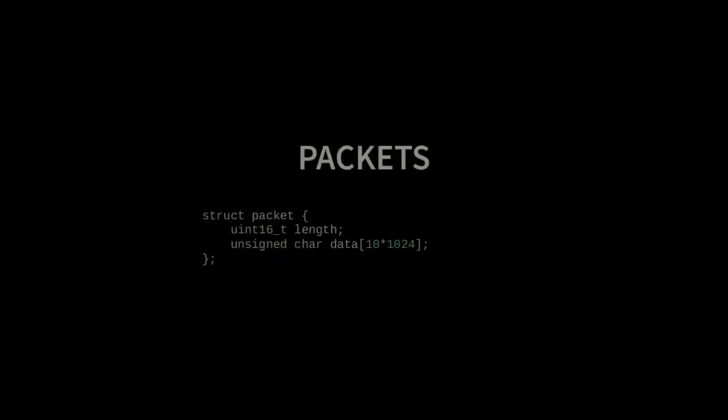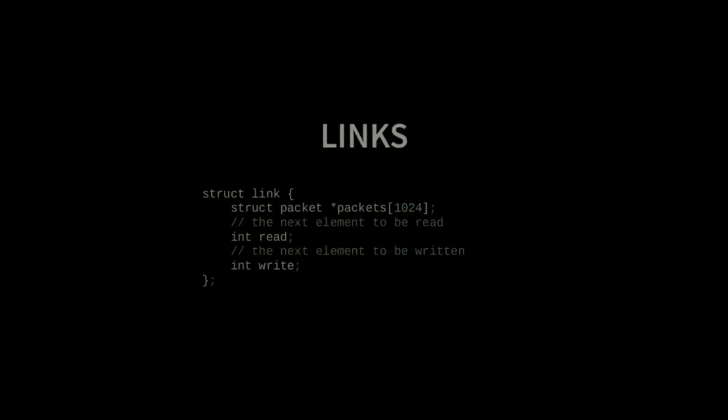This is how a packet looks like in Snabb. It's a very simple data structure. It's an array of bytes, 10K actually, with a length field. And here's how a link looks like. A link is a buffer of 1,000 packets, and it's actually a ring buffer. It has two pointers, a read pointer to read packets from, and a write pointer to write packets to.